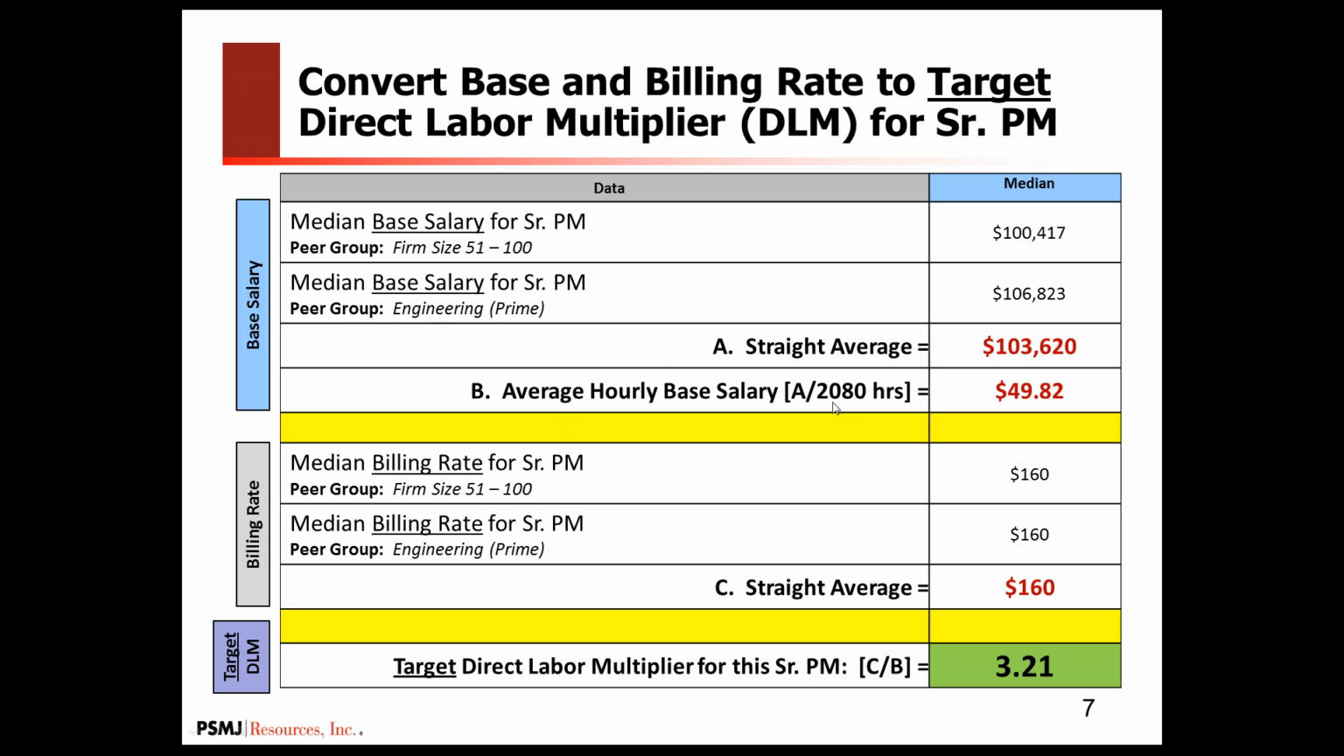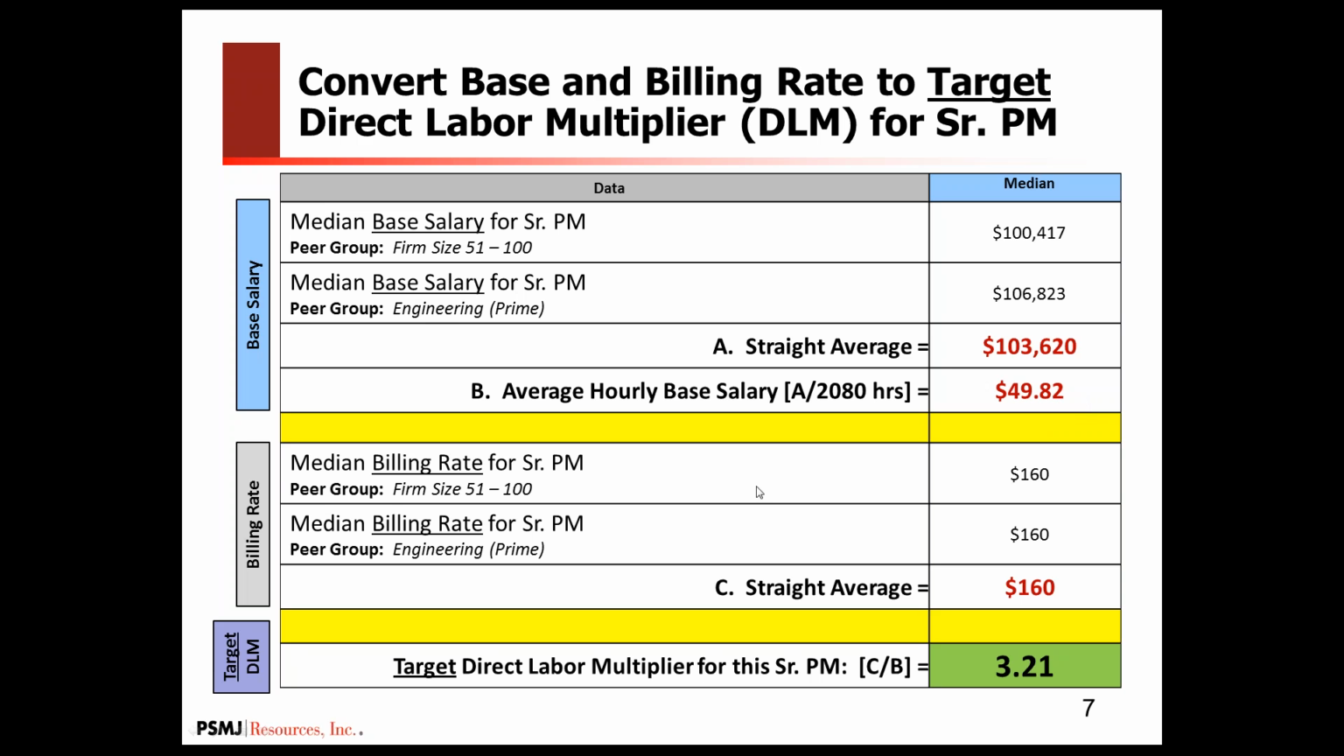And then I want to convert that to an average hourly base salary. So in the US, I would take that annual straight average and divide by 2,080, which is a work year. In Canada, that number would be a little bit different. And the result is that my base salary is 49.82. Base salary does not include burden and does not include bonuses.